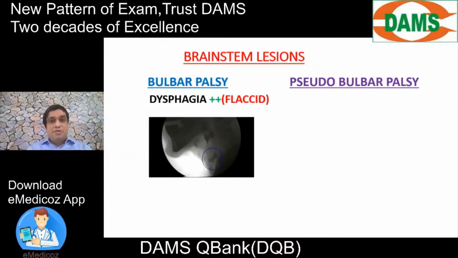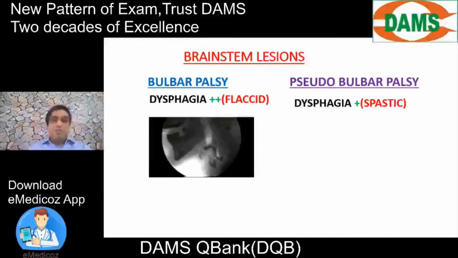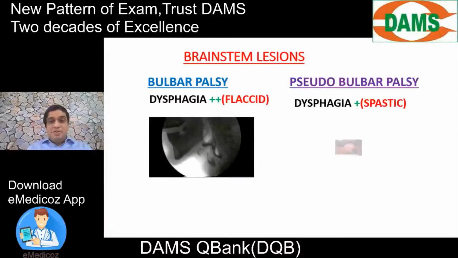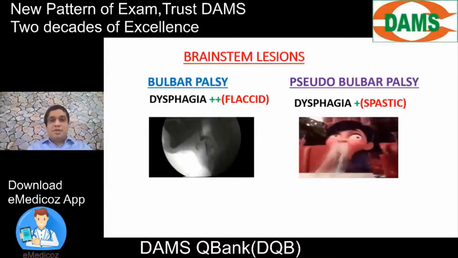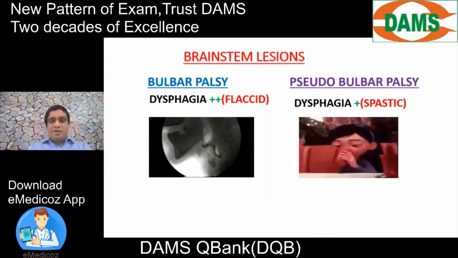While in pseudobulbar, what happens? The same dysphagia happens, but in pseudobulbar the lesion is corticobulbar, which is supranuclear. Supranuclear lesions are UMN, and in UMN we find what? Spasticity. So the dysphagic complaint in pseudobulbar palsy is often spastic. Whenever the person swallows water, there is a lot of contraction in the pharyngeal muscle and everything will come out from the nose. There can be a lot of nasal regurgitation like this.